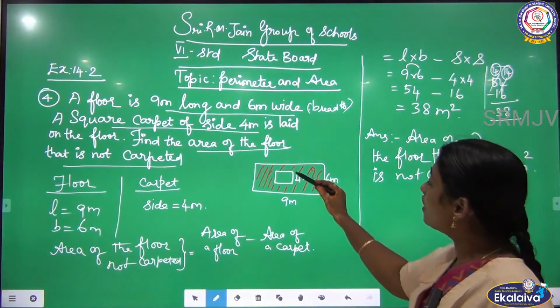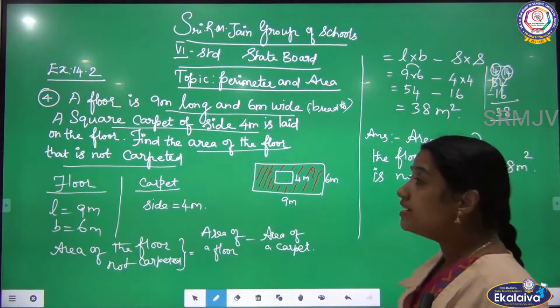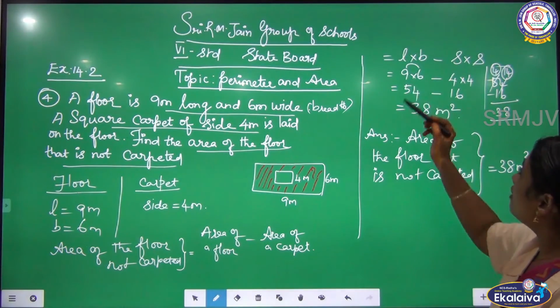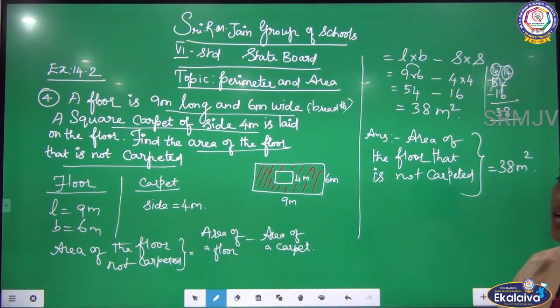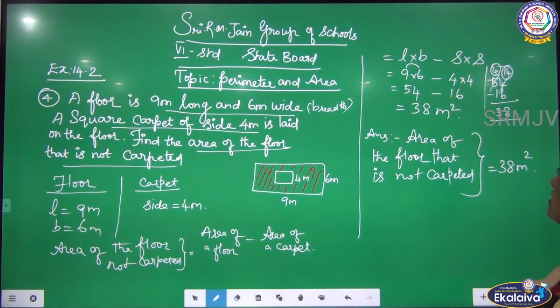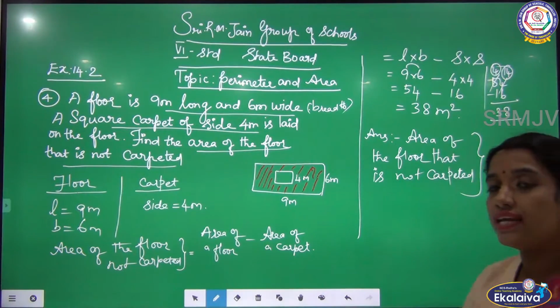So area of the floor is length into breadth. See, this area of a carpet is in square shape. So I have written side into side. So 9 6s are 54, 4 4s are 16. So 54 minus 16, what is the answer? 38. So the area of the floor that is not carpeted is nothing but 38 meter square. Shall we move on to the next sum, children?